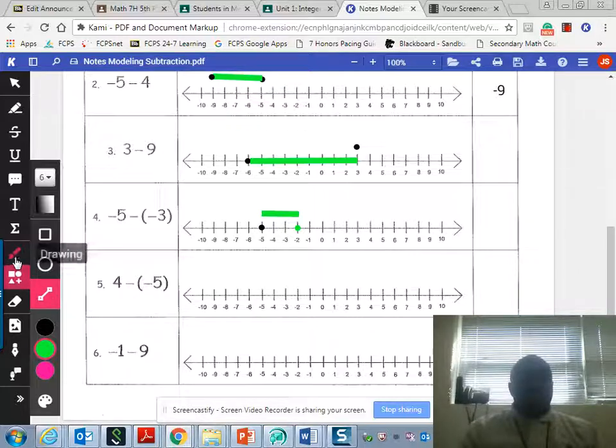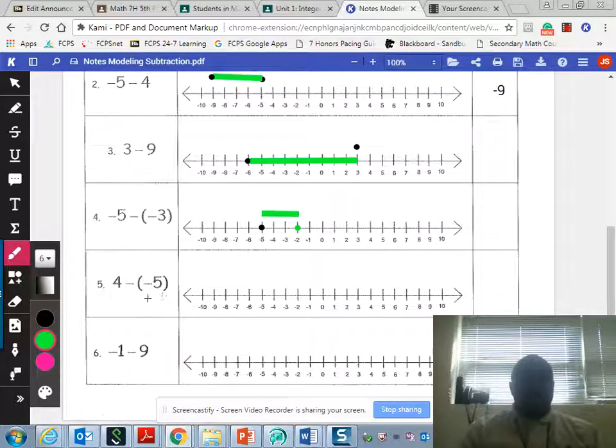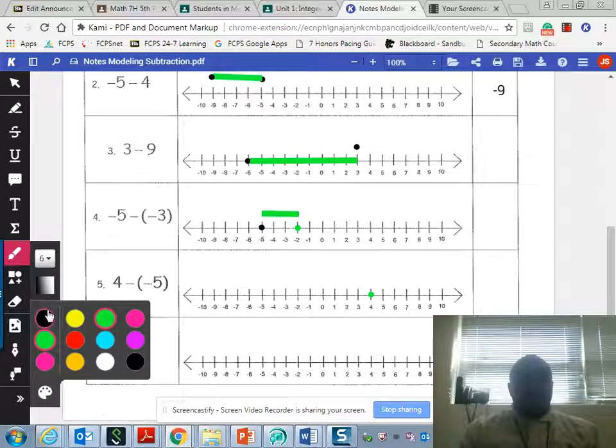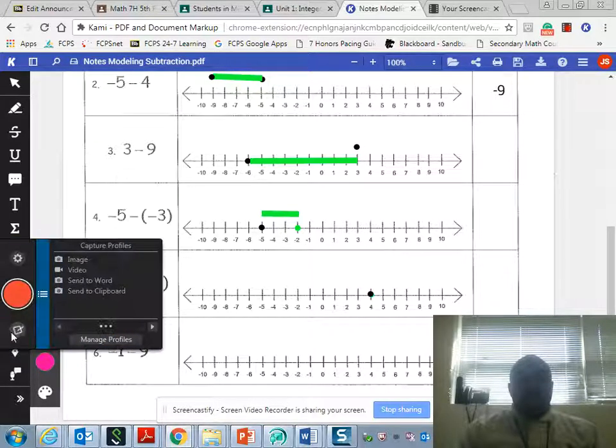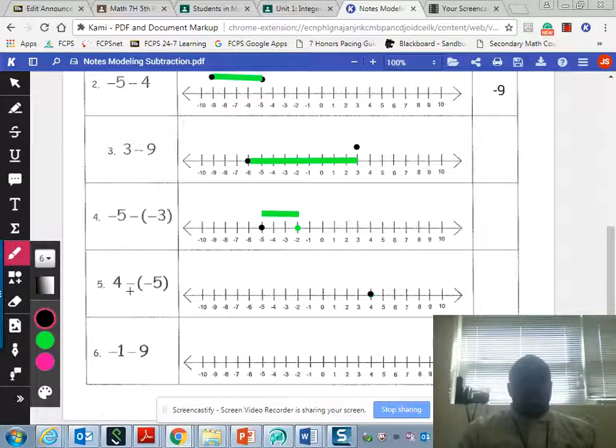Okay, so right now, this one is telling us 4 minus -5 or 4 take away 5 negatives. Here's what we're going to do. First and foremost, we're going to go to 4 and plot 4. Start at 4 always. Okay, and let me make that a different color. Go to 4. And they want us to remember, take away 5 negatives.